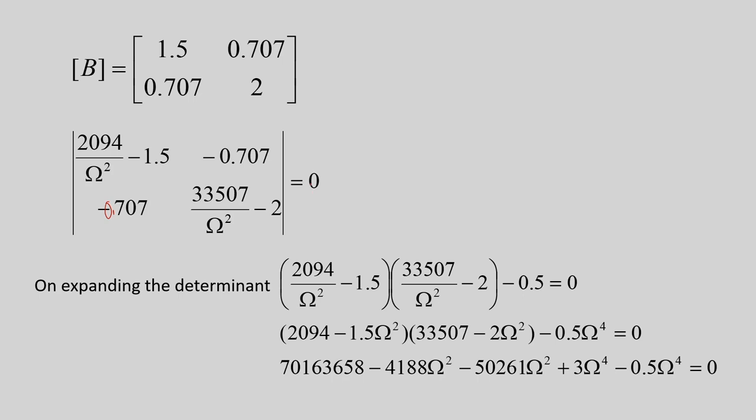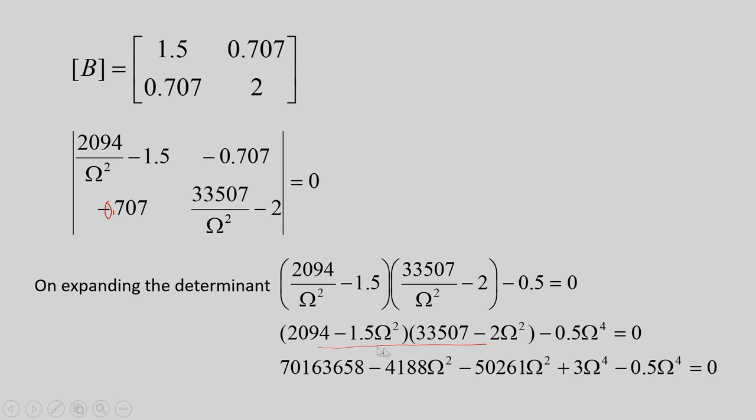This determinant should be equated to 0. On expanding the determinant, we get (2094/ω² − 1.5)(33507/ω² − 2) − 0.5 = 0. So after this term by term multiplication, you get (2094 − 1.5ω²)(33507 − 2ω²) − 0.5ω⁴. We again multiply this, and then we get an equation in ω to the power 4.